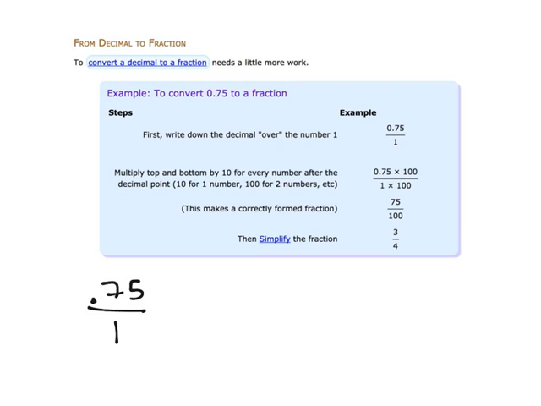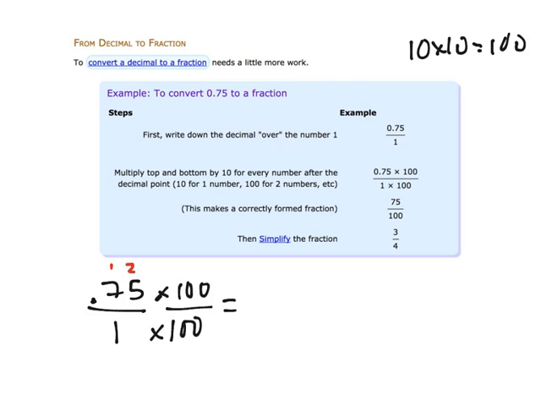Okay, and then they multiply the bottom and the top for every number after the decimal point. So in this case, we can see that there are 2 numbers after the decimal point. So we're going to multiply the top and the bottom by 10 twice. Well, 10 times 10 is 100. So we're going to multiply the top by 100 and the bottom by 100. Okay, and in this case, we get 75 over 100. We can reduce that, and then we come down to 3/4.